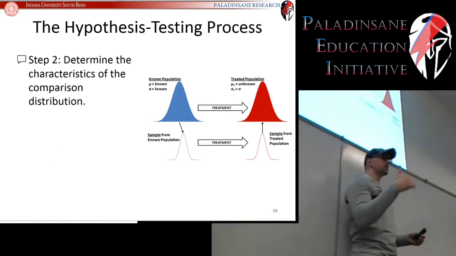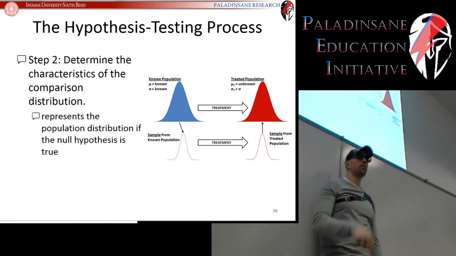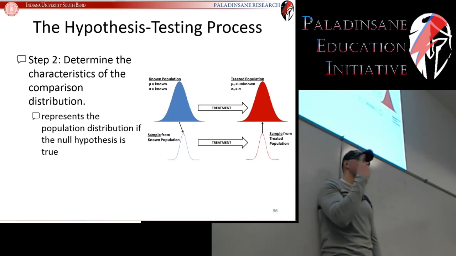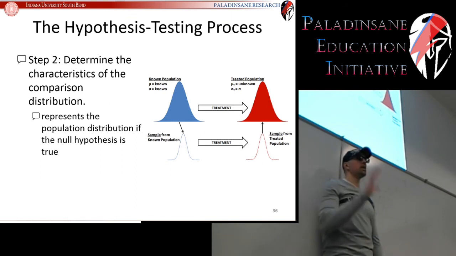So the comparison distribution, and this is my big pet peeve with the book, the comparison distribution is not the population. You do not compare your sample to a population, because a population is a distribution of individuals, a distribution of single scores. Your sample mean is a combination of scores. And you cannot correctly compare single scores to a combination of scores.